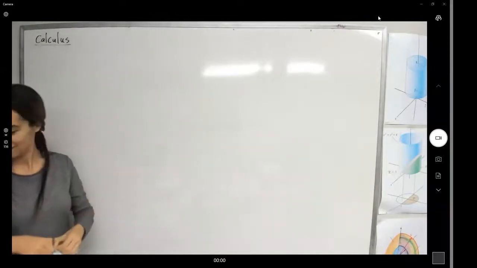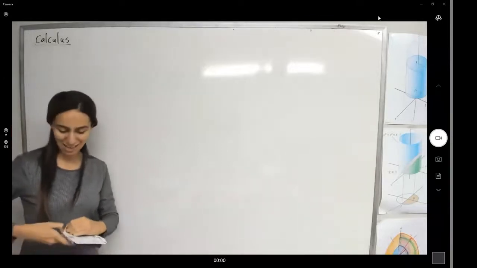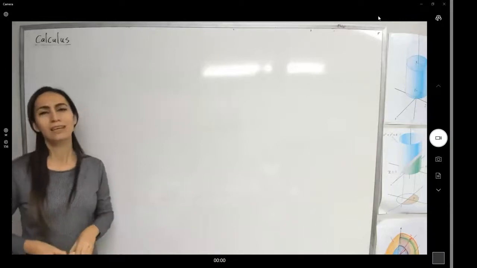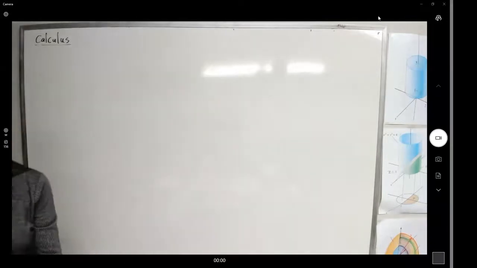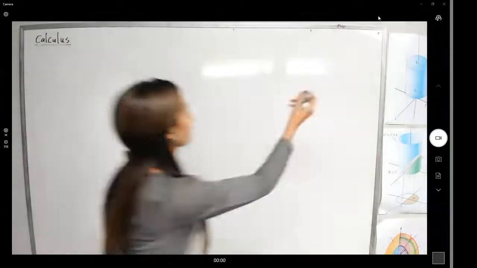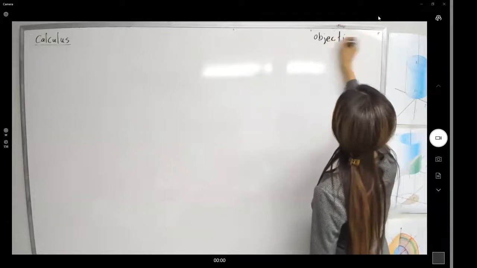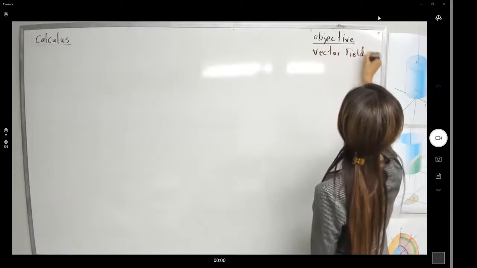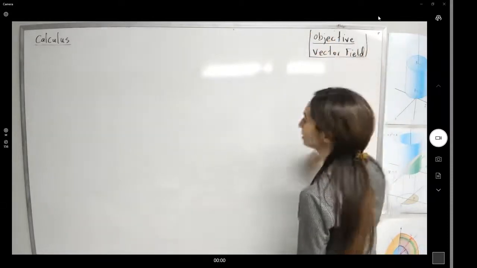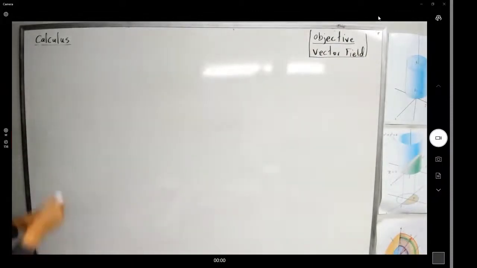Now, let's see what we have. So far we talked about line integrals. Now we're going to go over more examples, then a quick introduction to conservative vector fields. Objective: vector fields and the line integrals when we're dealing with vector fields. Well, what we learned so far, recall that.